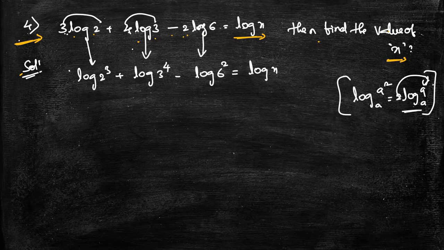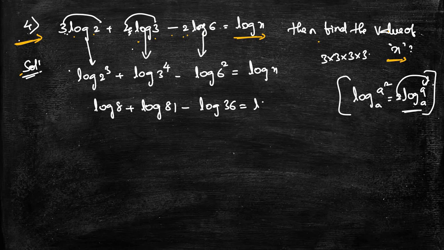Now it will become log of 8 plus log of 3 to the power of 4. How much is 3 to the power of 4? 3 threes are 9, 9 threes are 27, 27 threes are 81. So 81 will come here, minus 6 sixes are 36, log of 36, is equal to log x. We have to find the value of x.